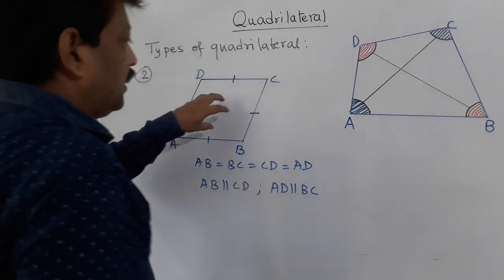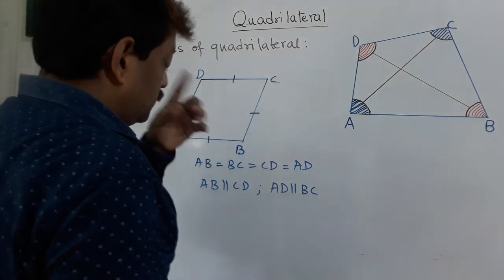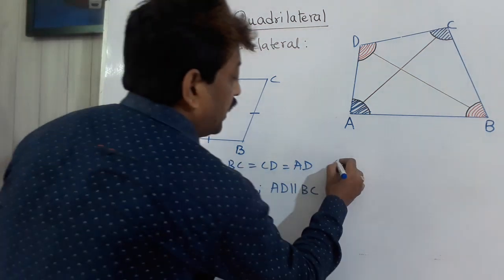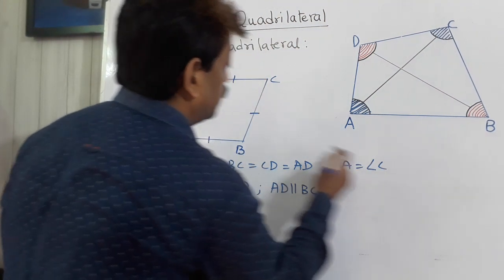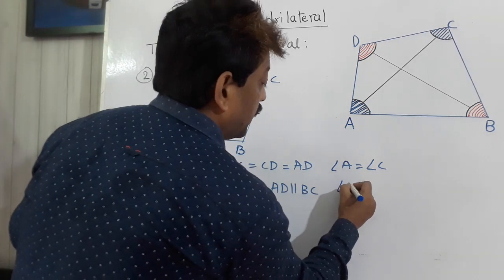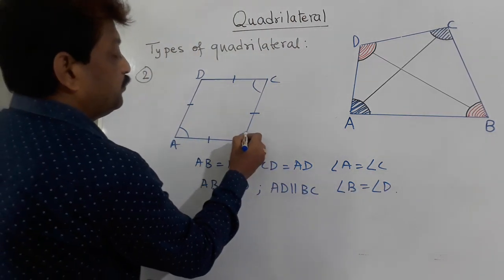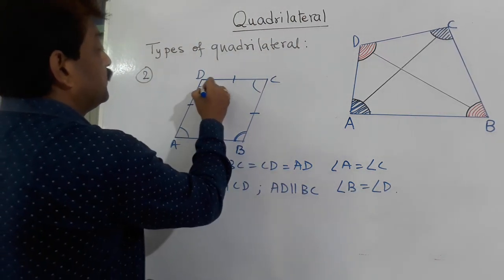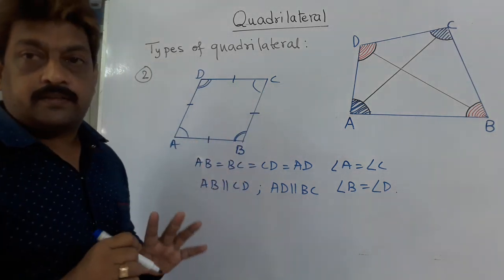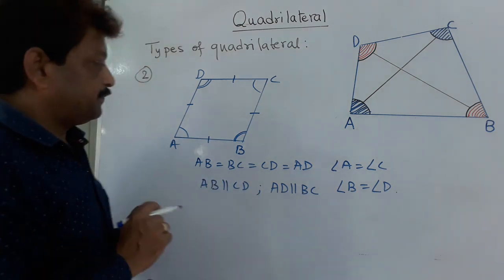Okay. I have told that a rhombus is also a parallelogram. So all the features of parallelogram are also here. We can write angle A is equal to angle C, that is opposite angles are equal. And angle B is equal to angle D. And here also the diagonals are of different length. They are not equal, like in case of square and rectangle.